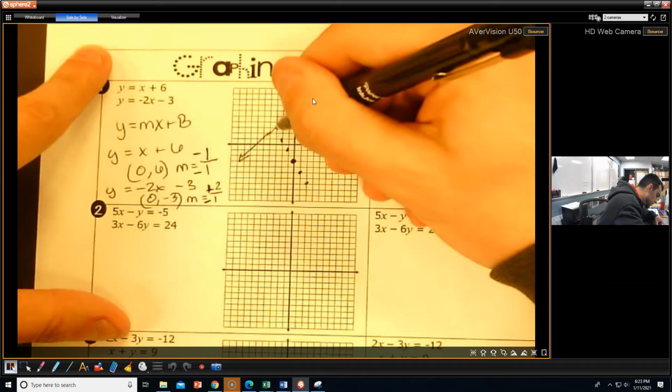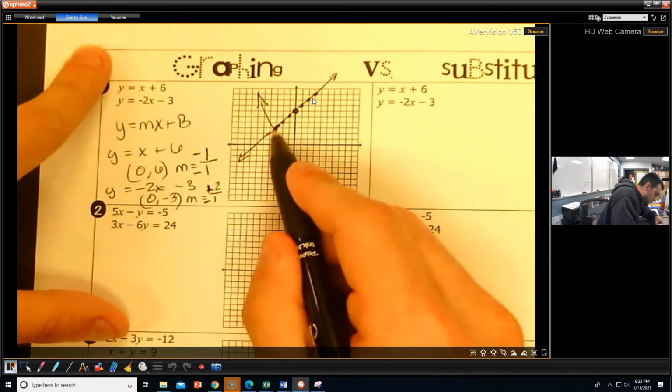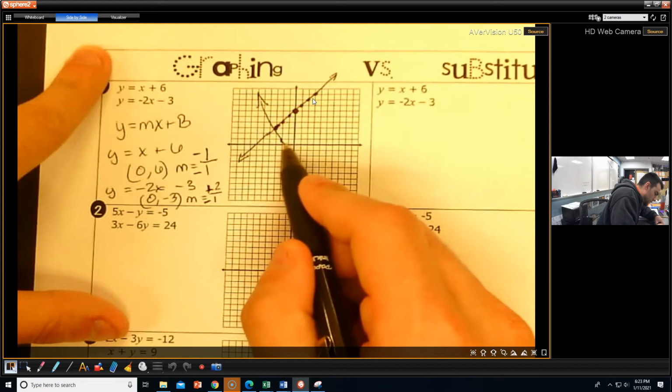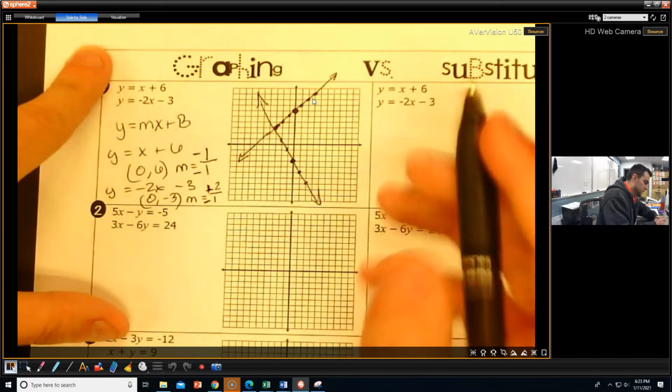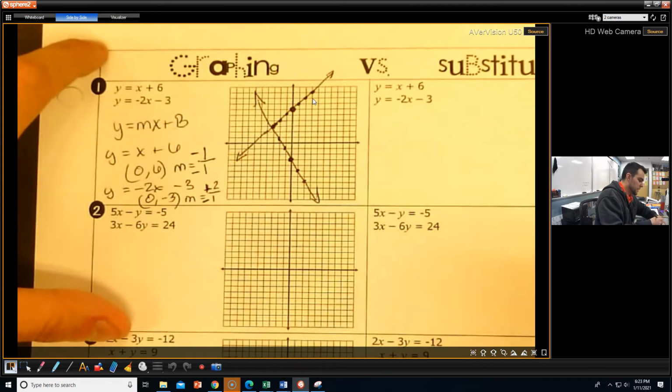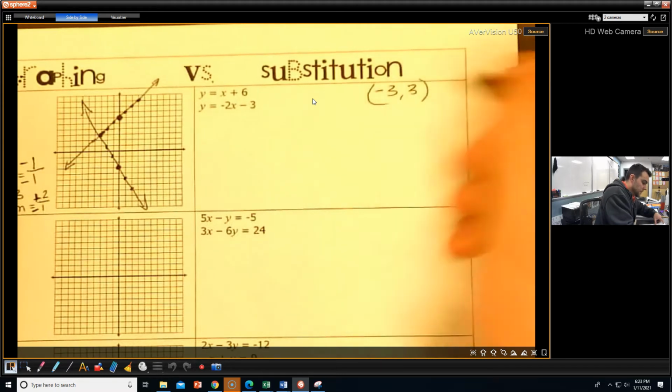It gives me a really good, clear picture of where these lines are going to intersect, and it looks like they intersect at this point right here. So that is negative 1, 2, 3, comma 1, 2, 3. So this is negative 3, comma 3, and that'll be my answer. I'm going to record my answer right here, okay?